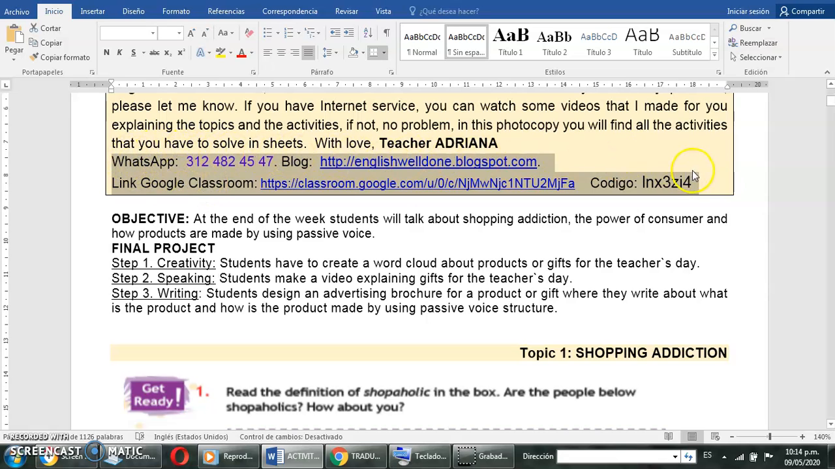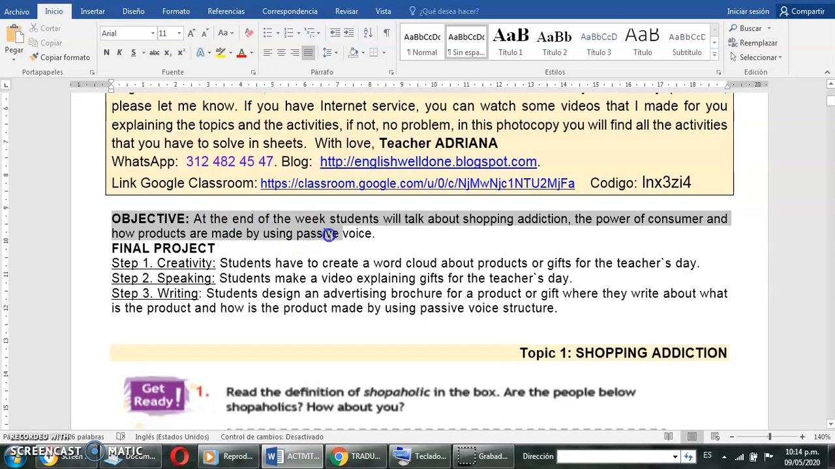these ways. Okay, the objective for the second term is that the students will talk about shopping addiction, the power of consumer, and how products are made by using passive voice. That is the principal topic of the second term, passive voice.